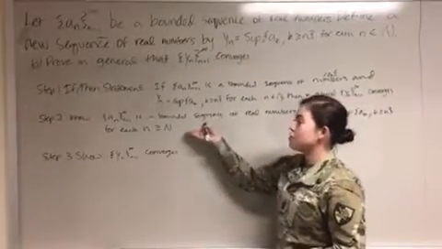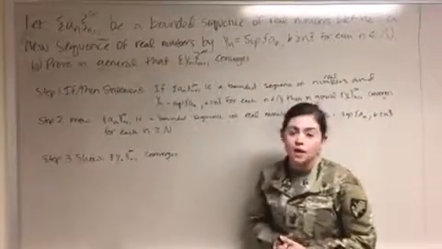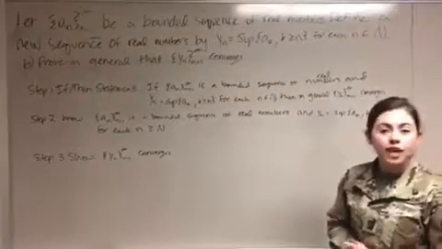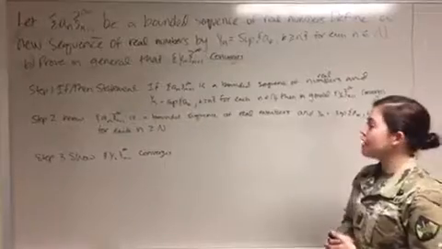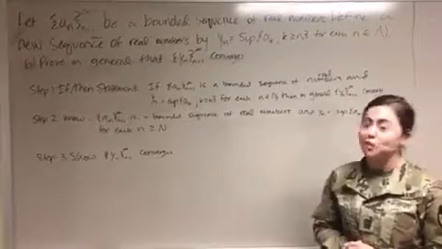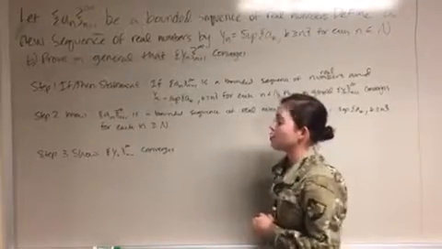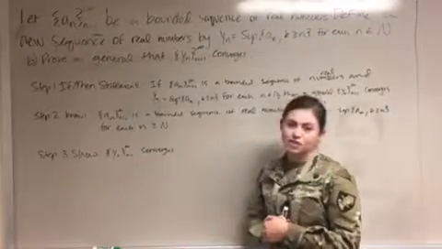So our step 2 is our know. We know that a sub n from n equals 1 to infinity is a bounded sequence of real numbers, and y sub n is the sup of a sub k, where k is greater than or equal to n for each n which is greater than or equal to big N. Step 3 is our show. We need to show that y sub n from n equals 1 to infinity converges.